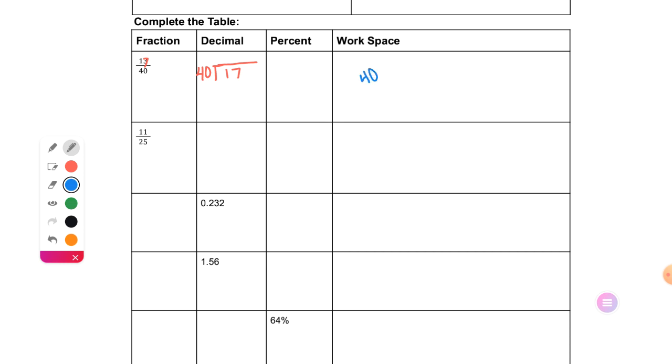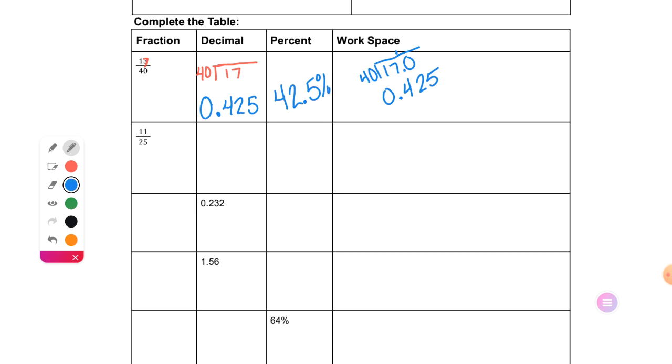So 40, I'd have to add a decimal point and a 0, probably several. But again, I'm going to do the math for you to save time. 17 divided by 40, we would get 0.425. So that would be our decimal. How do I turn that decimal into a percent, Alex? You move the decimal point only 2 times to the right. 2 times to the right, so what would my percent be? 42.5%.